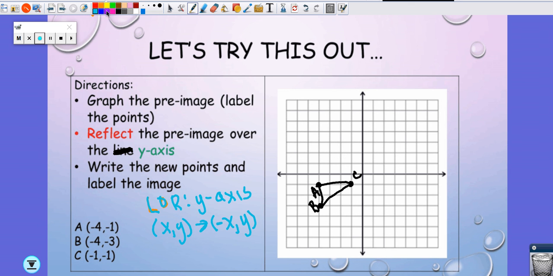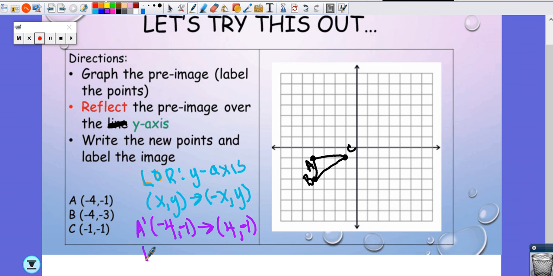So now I'm going to go in here and write these rules down. So to get A prime, I need to take -4 and -1 and map it onto, take the opposite of the x, so it becomes 4, and keep the y the same. And then for the B prime, -4, -3, all right? We're going to take the opposite of the x, so that becomes 4, and the y stays the same. Okay, and then C prime, we get -1, -1.